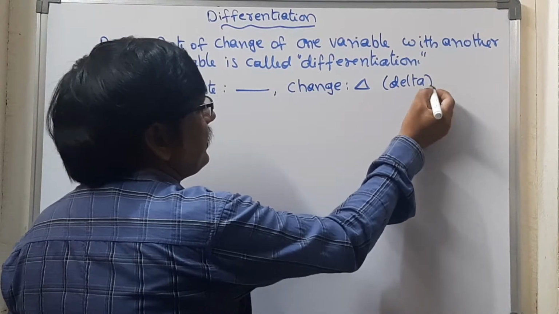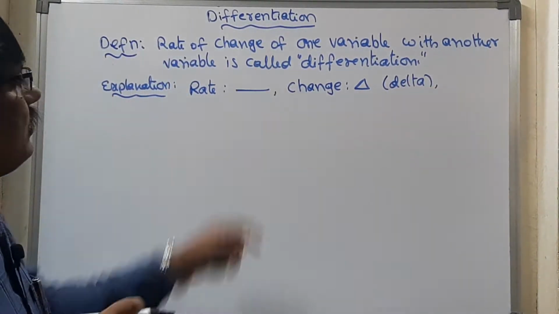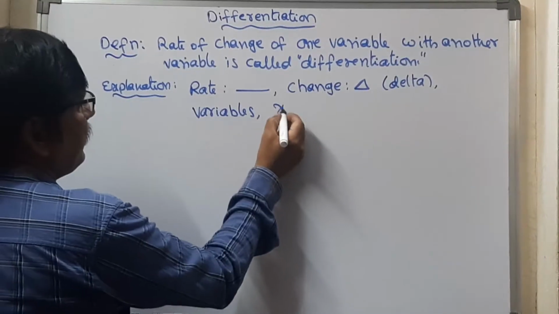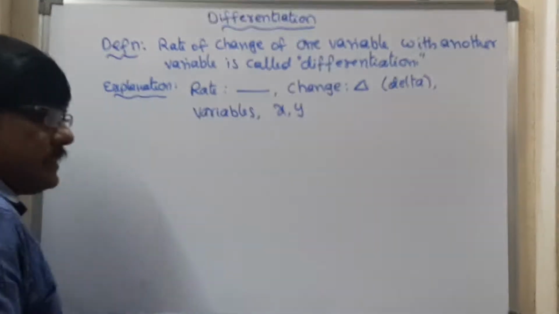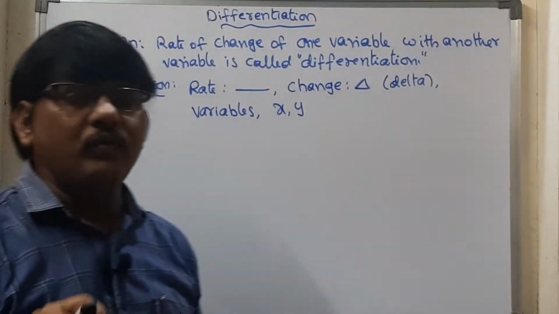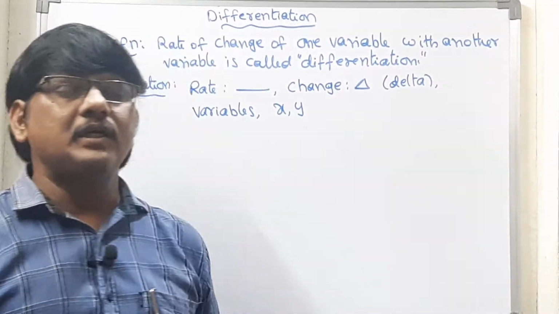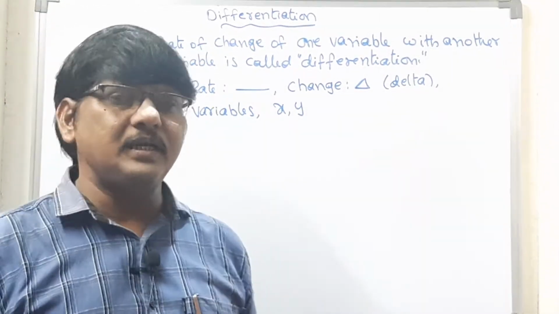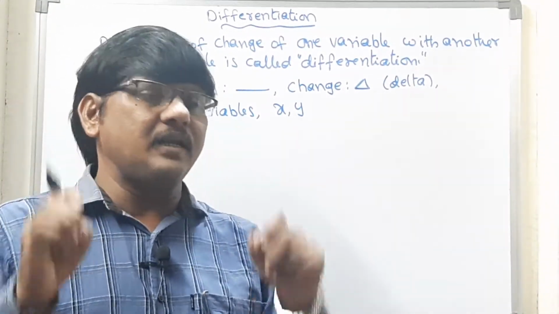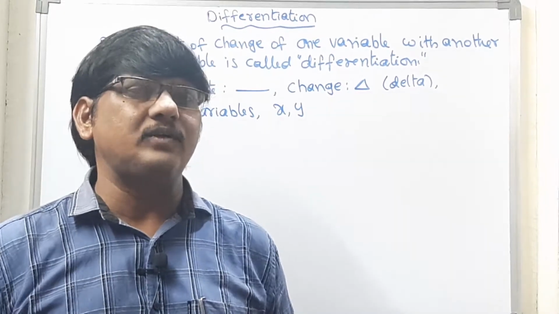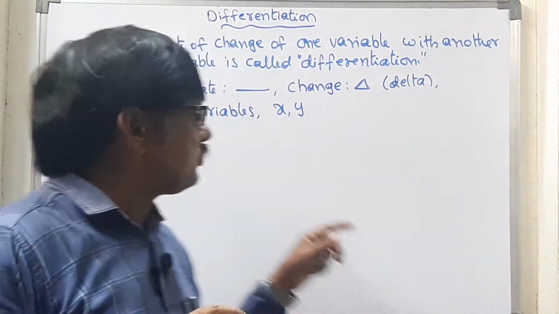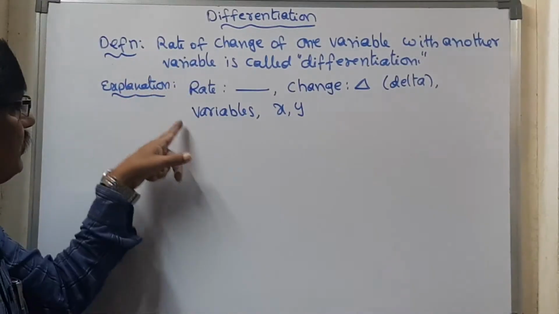The next one is variables. Let us take two variables, which we consider as x and y. For what is meant by variable and constant, just go through the previous video on mathematical tools in the functions topic, where we discussed it very clearly. Go through that topic once, and you will understand what is meant by constant and what is meant by variable.